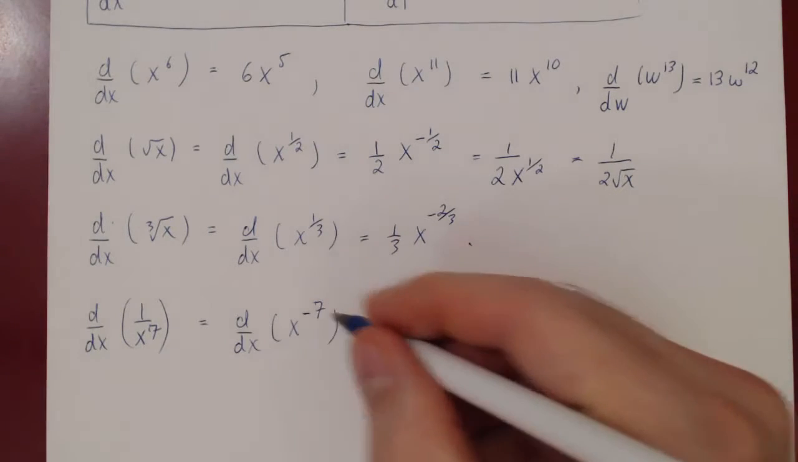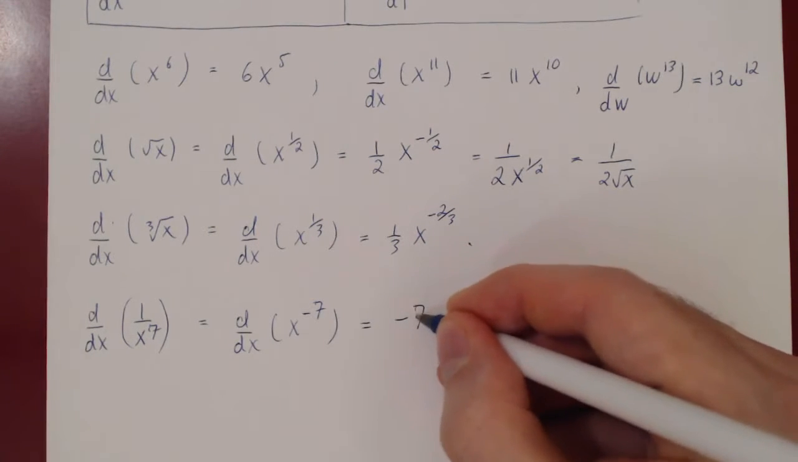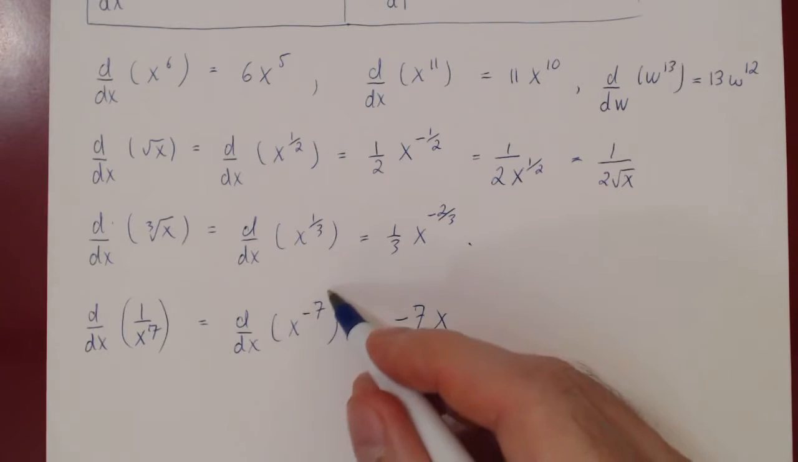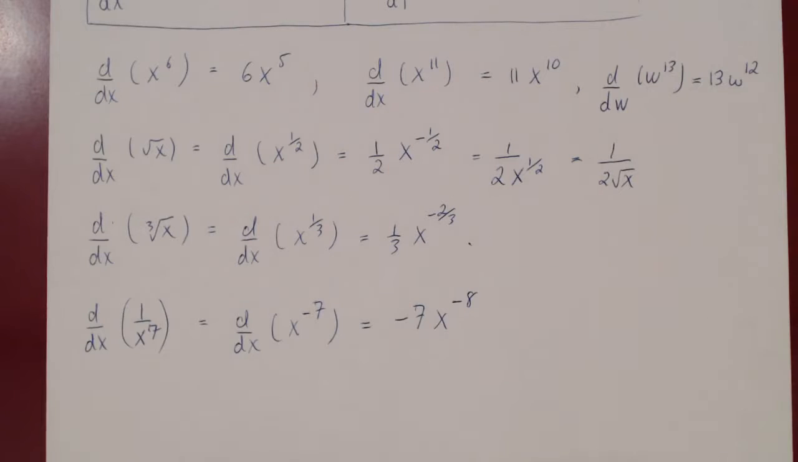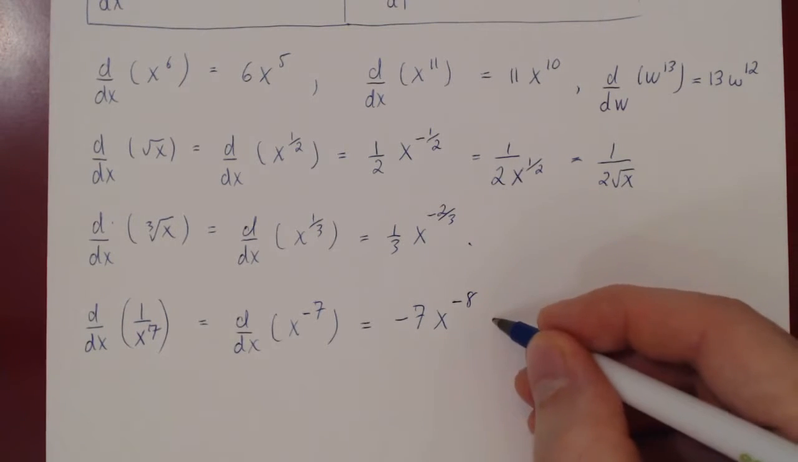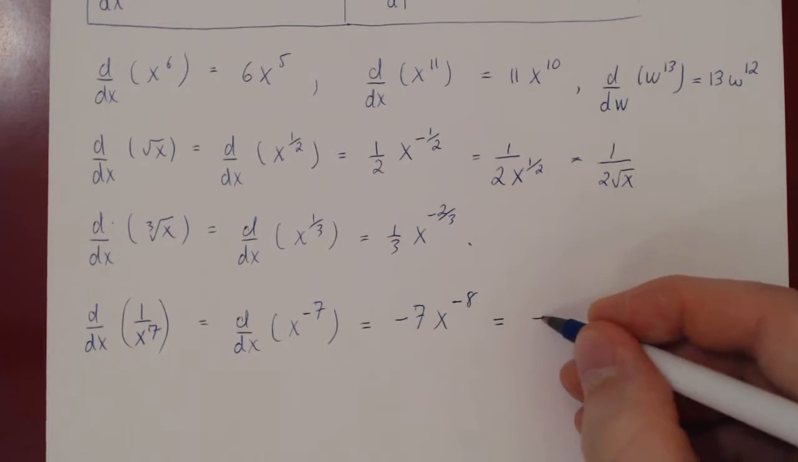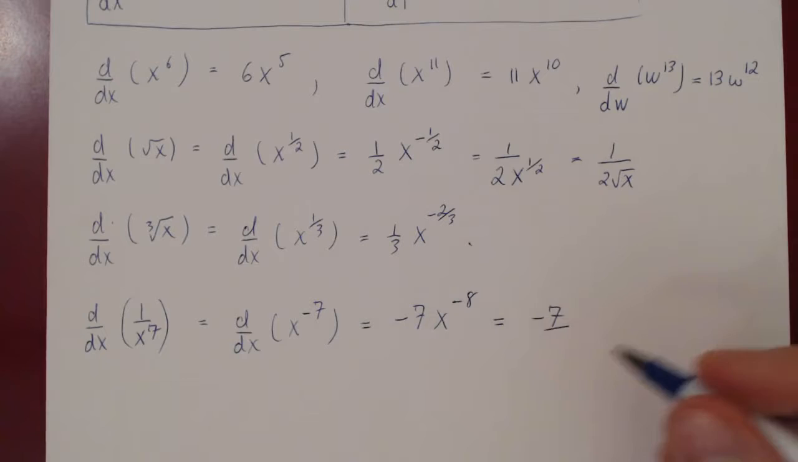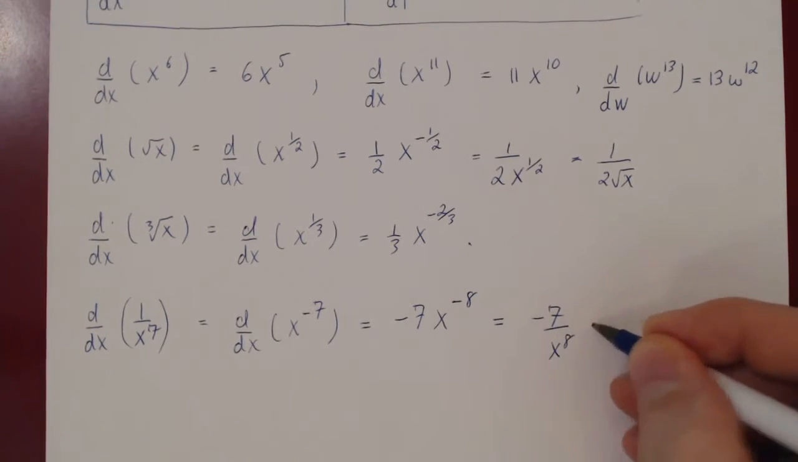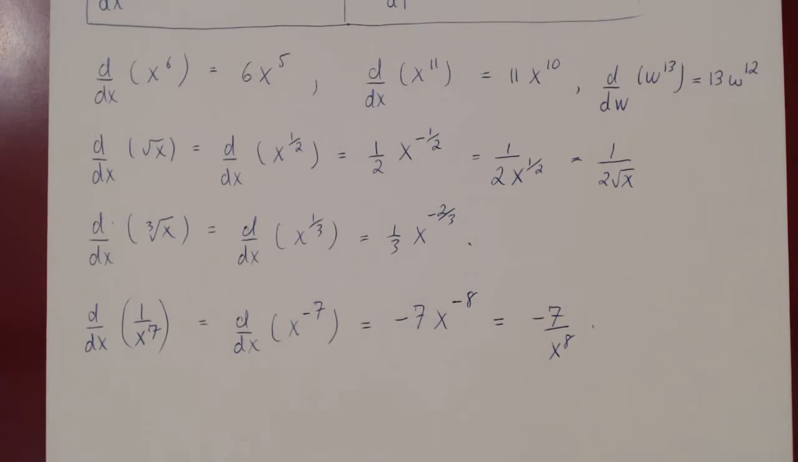Bring the exponent negative 7 down, negative 7, x to the negative 7 minus 1, negative 8. You can leave your answer as negative 7 times x to the negative 8, or if you prefer positive exponents, send the x to the bottom, and the power of negative 8 becomes positive 8. And that's the power rule.